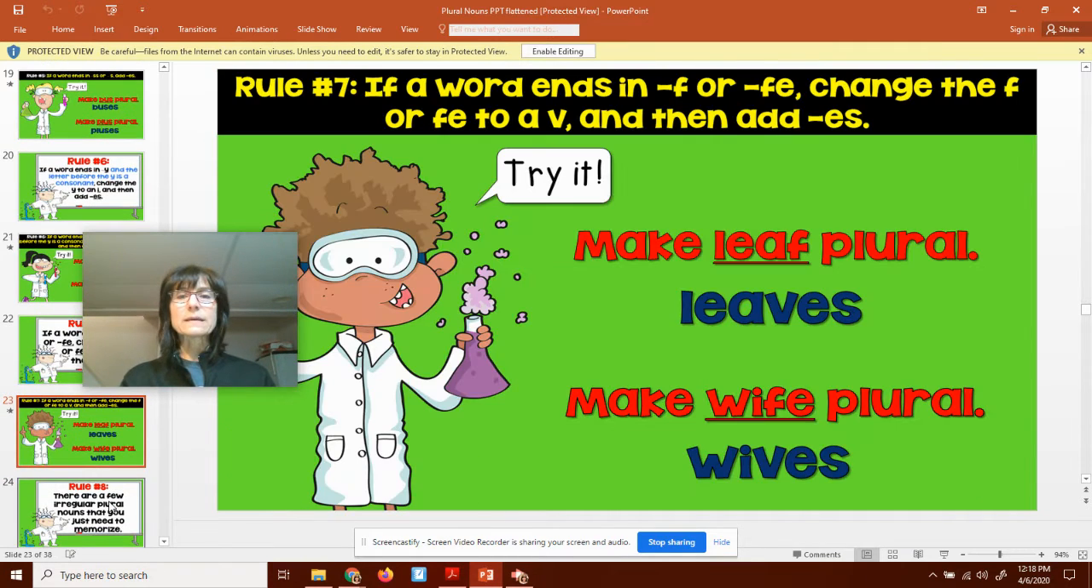So trying this, if I have a leaf, in the fall, you see a beautiful leaf on the ground. Well, you don't just see one leaf, you may see many leaves. I drop the F and I add the V with ES. There might be a wife or many wives at a party. We'll drop the F and add the V with ES.